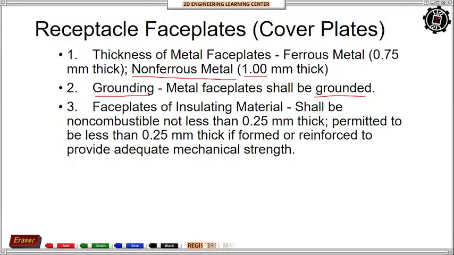Okay? And next, the faceplate insulating material shall be non-combustible, not less than 0.25 mm. No? So permitted to be less than 0.25 mm if formed or reinforced to provide adequate mechanical strength. So the minimum thickness is 0.25 unless it is made na meron siyang additional reinforcement for mechanical strength. So pwede siyang bumaba sa 0.25 mm. So yung ating faceplate of insulating materials.